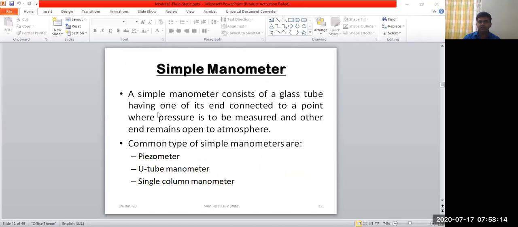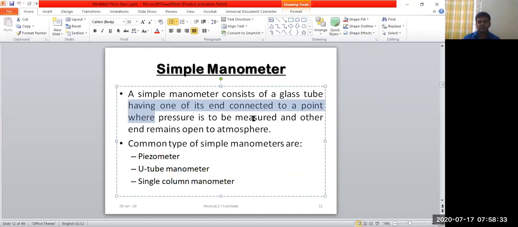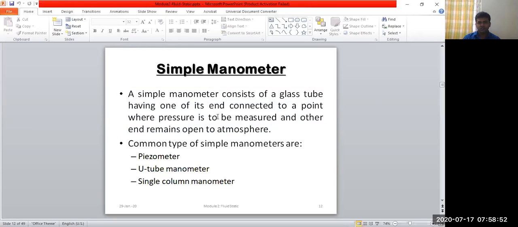What is the simple manometer? The simple manometer is a type of manometer that consists of a glass tube having one of its ends connected to a point where the pressure is to be measured, and the other end remains open to atmosphere. That means a glass tube having two ends. One end is connected to the pipe where the pressure is to be measured, and the other end remains open to atmosphere.